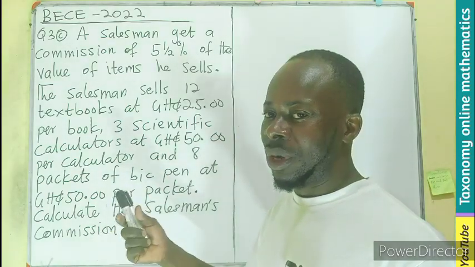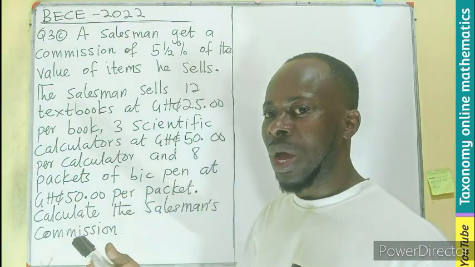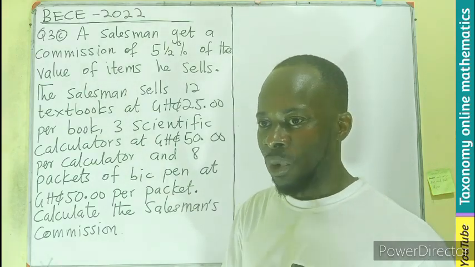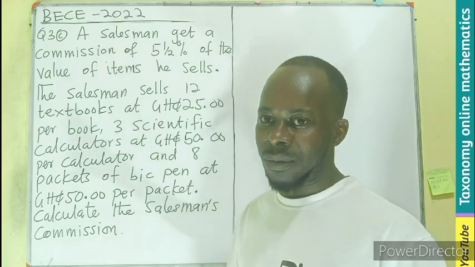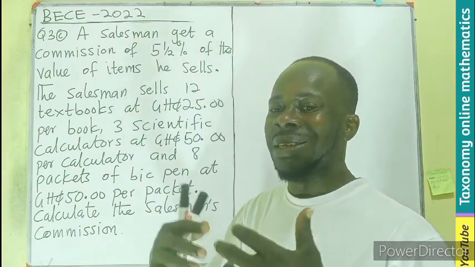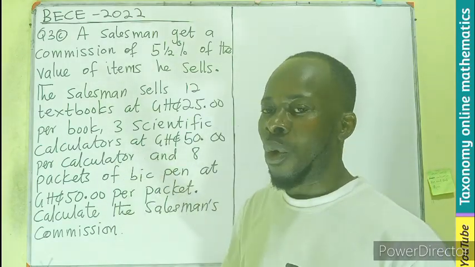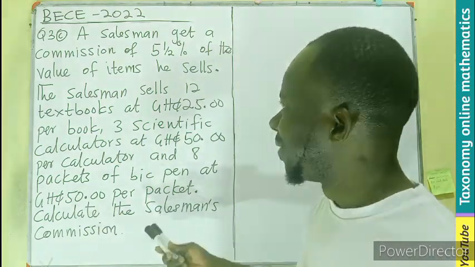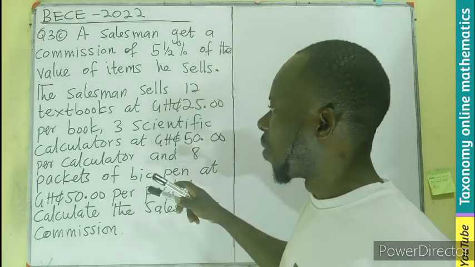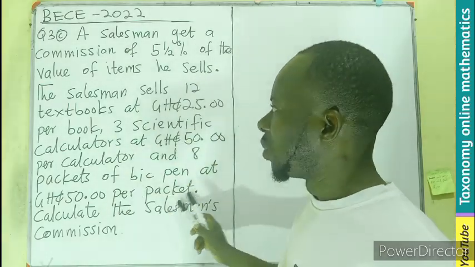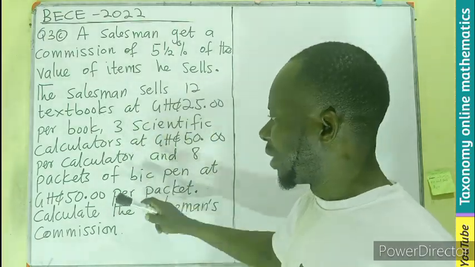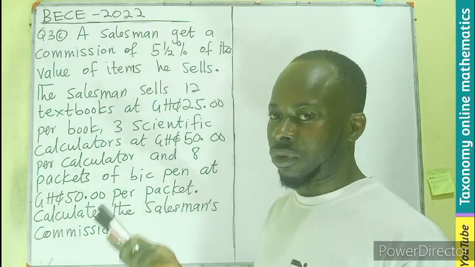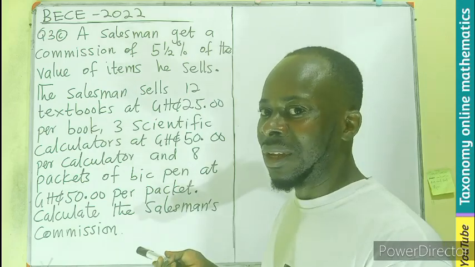So before we start, we need to know what a commission is. A commission is just an incentive given to a salesman or people who are employed to sell. It's given to them as an incentive in terms of a percentage of whatever sales they make in totality. So in this case, this salesman will be given 5.5% of the sales made in totality of textbooks, calculators, and a packet of big pen. So we need to know the total cost or total sales of these 3 items.